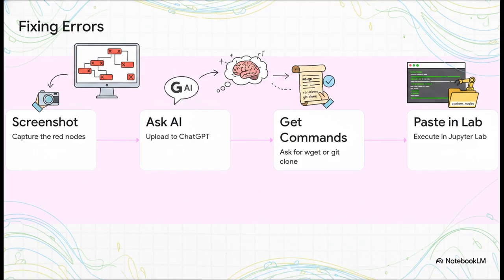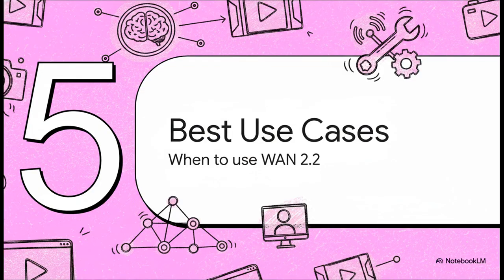Third, feed the AI your exact directory path and just ask it to generate the specific wget or git clone terminal commands you need to download those exact missing requirements. Finally, just copy those commands, open up your Jupyter Lab terminal, and paste them right in. The AI will literally fetch the custom nodes and missing models straight into your folder. It's basically magic.